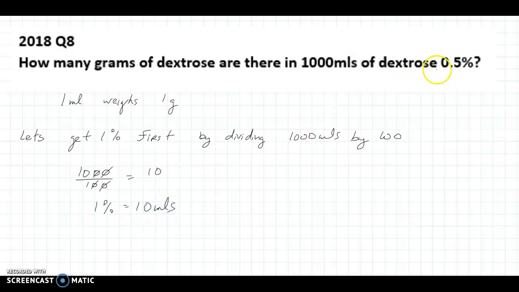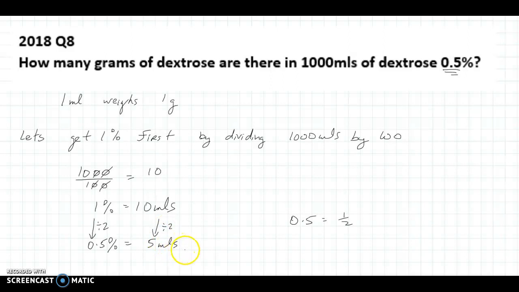Now, we don't want 1%, we want 0.5%. 0.5 is the same as a half. So to go from 1 to 0.5, what do we do? We divide by 2. 1 divided by 2 is a half, so that gives us 0.5%. And we can divide this by 2 as well. So 10 divided by 2 is 5. We get 5 mils. Now the answer is how much.